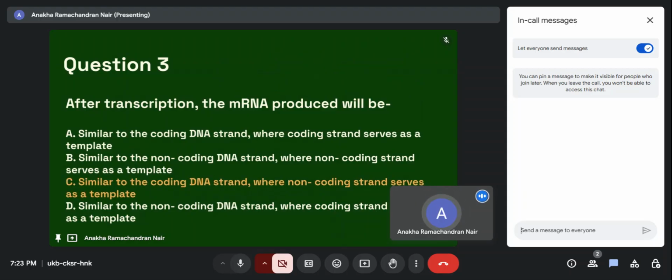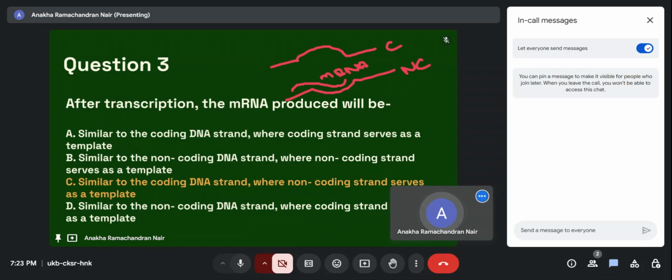So out of these, option C is the correct one. That is, the mRNA produced will be similar to the coding strand, where the non-coding strand serves as a template. So like I was saying, if this is the coding strand and this is the non-coding strand, this will serve as a template, the non-coding strand, and mRNA will be formed complementary to this. And since this mRNA is complementary to the non-coding strand, it is also the same sequence as the coding strand, right? Because the coding strand is also complementary to the non-coding strand, right? So the mRNA and the coding strand will have the same sequence, except T will be replaced by U since it is a RNA and the coding strand was DNA, right?